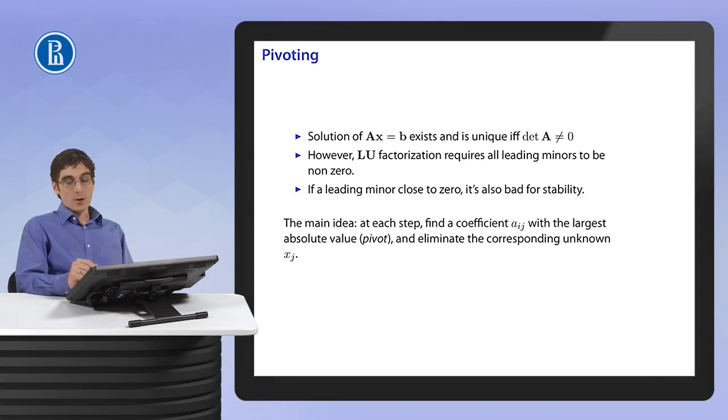Okay, so we know how to solve a linear system with the LU decomposition or Gaussian elimination. We know that the solution exists and is unique if and only if the matrix of the left-hand side is non-singular. But for the LU factorization to work, you need all leading minors to be non-zero, which is a much more stringent condition. But then, if one of the leading minors is not exactly zero, but is small, is close to zero, it's also not very good for stability.